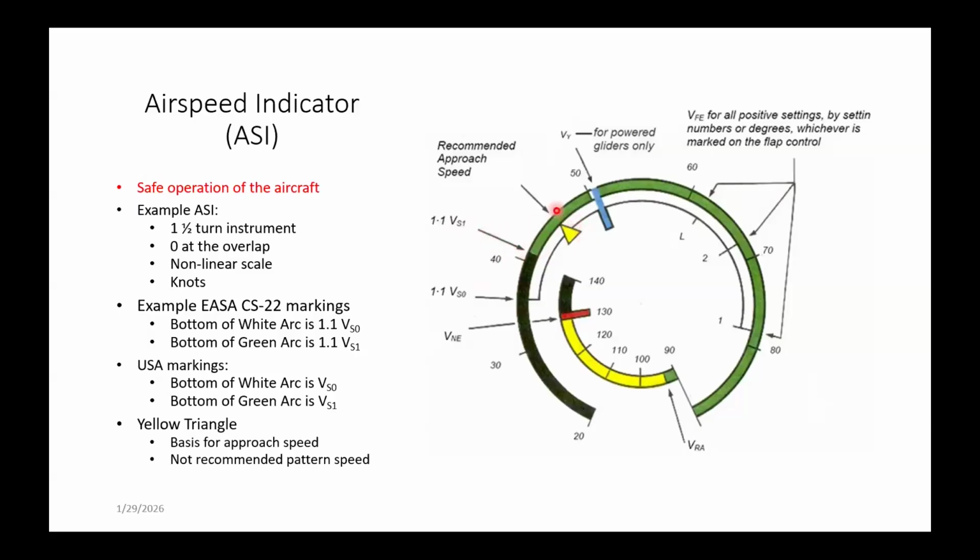The yellow triangle is your recommended approach speed. This is not your pattern speed. This is your no wind approach speed once you've got yourself stabilized on final. So this one's showing 45 knots. You might be flying 50 or 55 on downwind and slowing on base, and then slow to this once you've got yourself a stabilized approach on final.